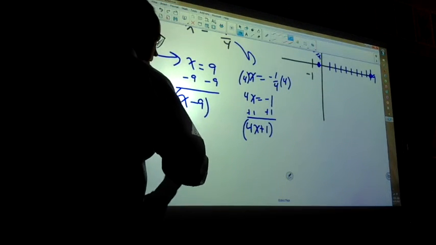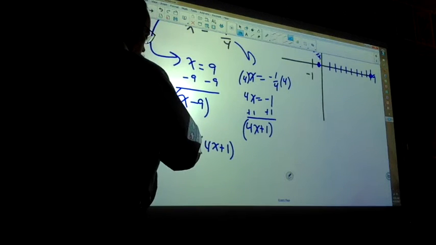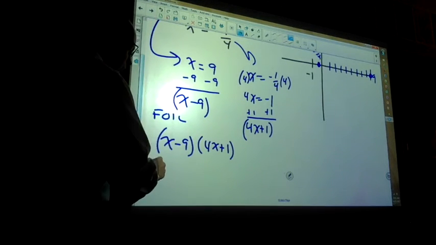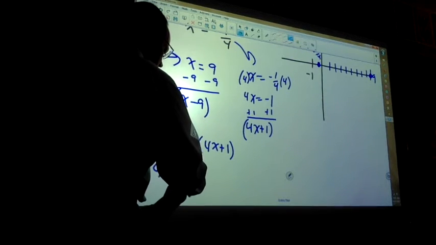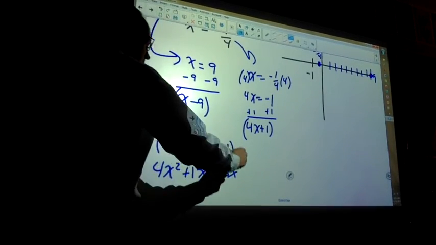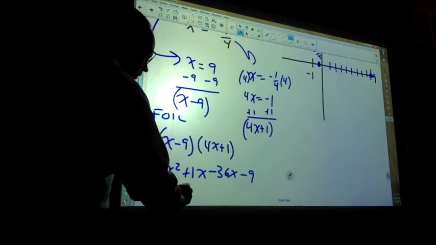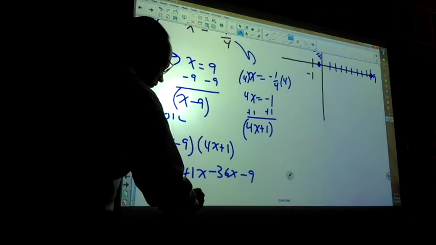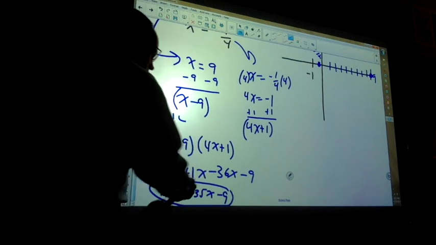So now what they want us to do is multiply these together. X minus 9 times 4x plus 1. You're just going to FOIL it. So you get 4x squared. Outside is going to give you plus 1x. Inside is going to give you negative 36x. And your last terms will give you negative 9. Combine anything you have the same. Minus 35x minus 9. That's it.